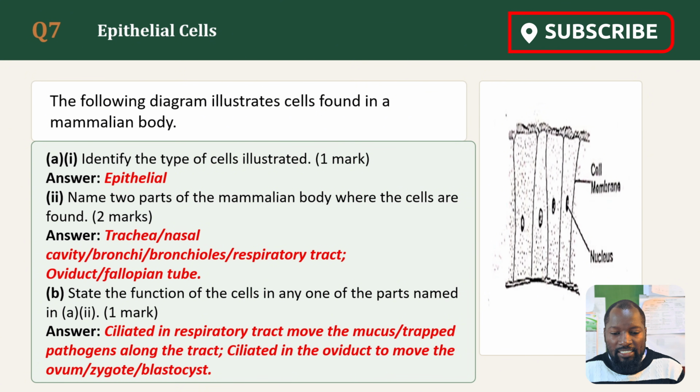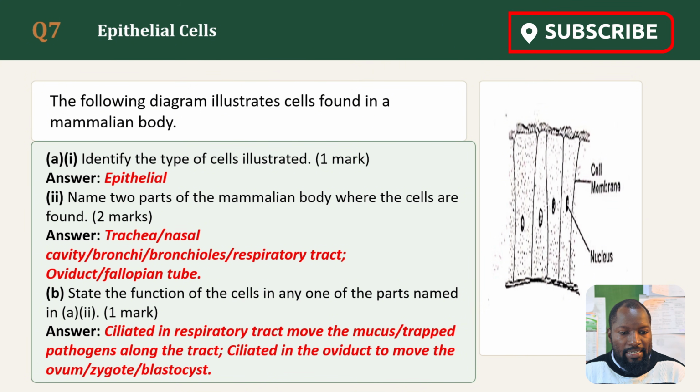State the function of the cells in any of the parts named. I've talked about the oviduct and wafting, but I'll give another one. The ciliated cells in the respiratory tract help to move and remove mucus. In the oviduct, they help to move the ovum or the zygote or the blastocyst. You know, once our ovum has been fertilized, it becomes a zygote, then a blastocyst. They help to move it so that it can reach the uterus.